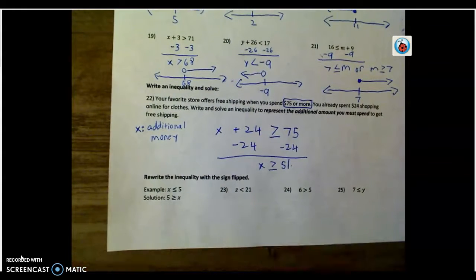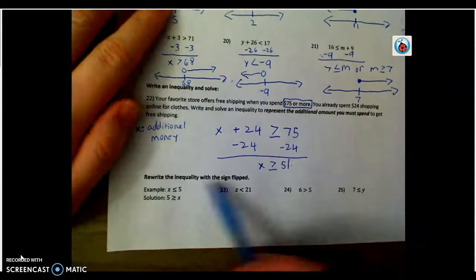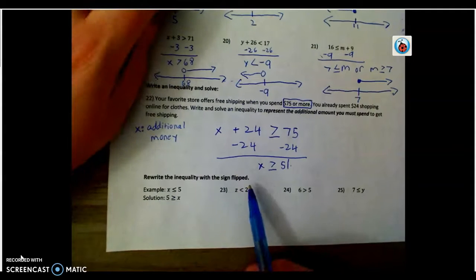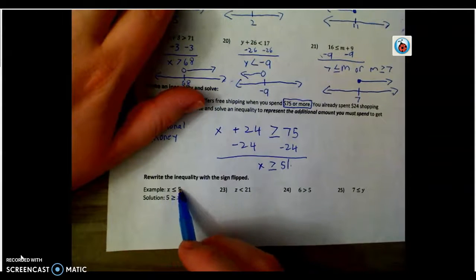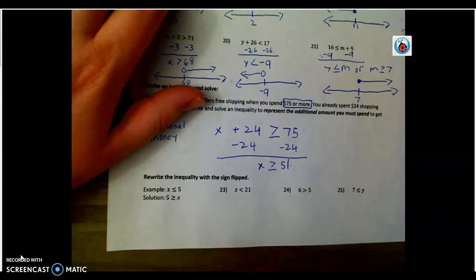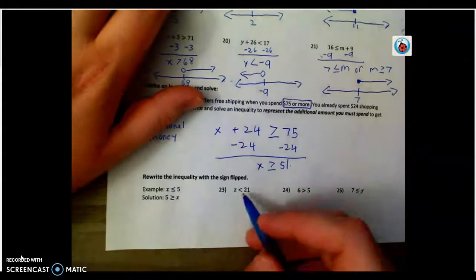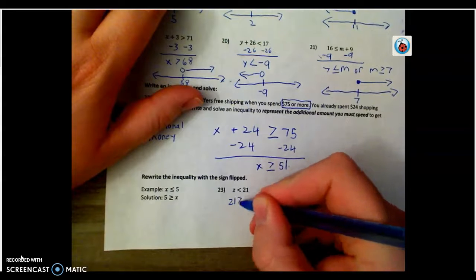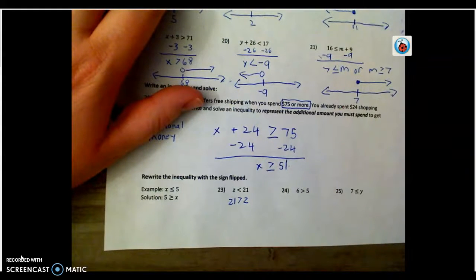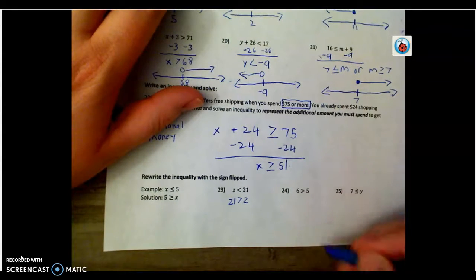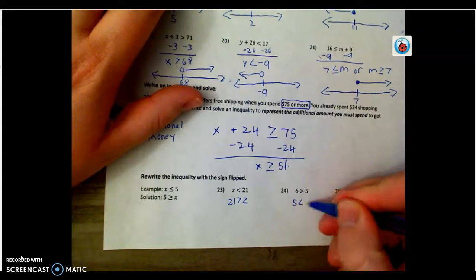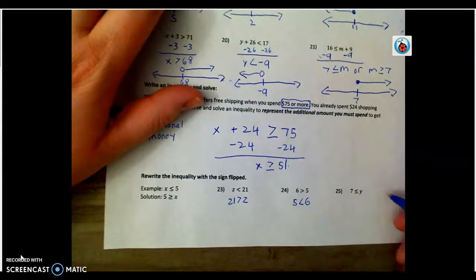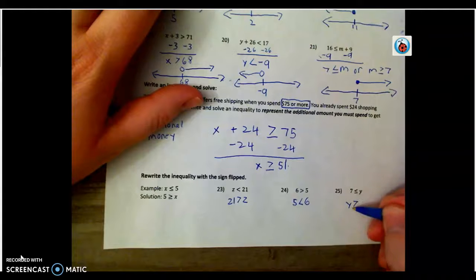Again, last thing for this page in this video, rewrite the inequalities with the signs flipped. So example, x is less than or equal to 5. It becomes 5 is greater than or equal to x. So if z is less than 21, if we flip it, it becomes 21 is greater than z. If 6 is greater than 5, when we flip it, 5 is less than 6. For 7 is less than or equal to y, when we flip it, it is y is greater than or equal to 7.